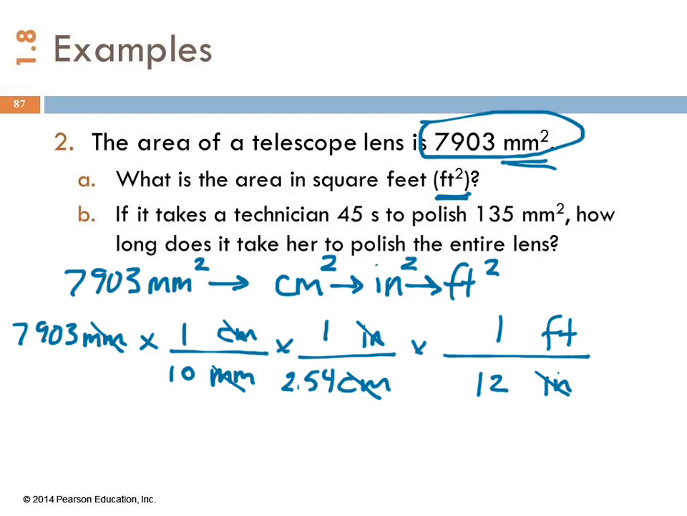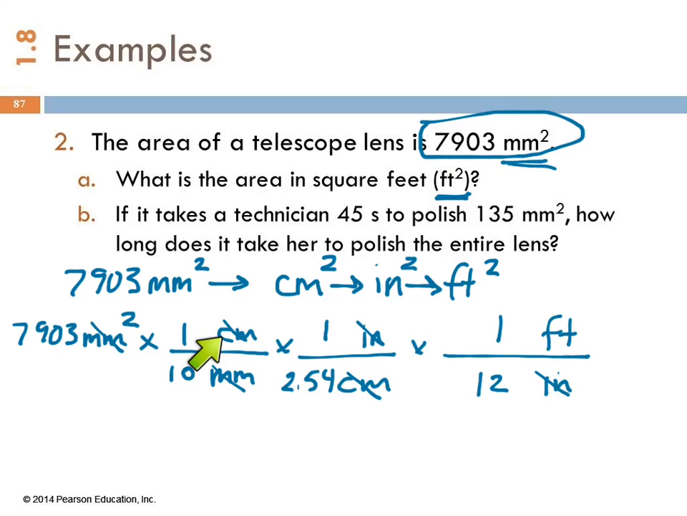Now, when we square the units, this was actually millimeters squared. Now, when you have a number like this, they're saying 7,903 millimeters squared. That square just applies to the millimeter. Do not square the 7,903.